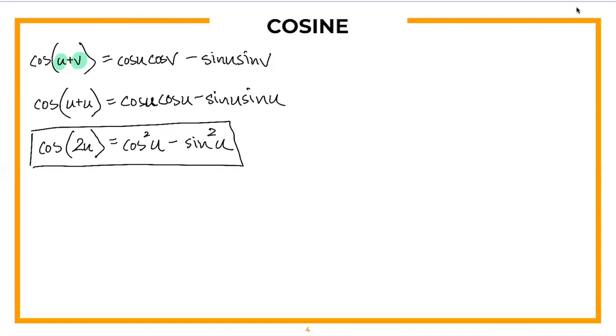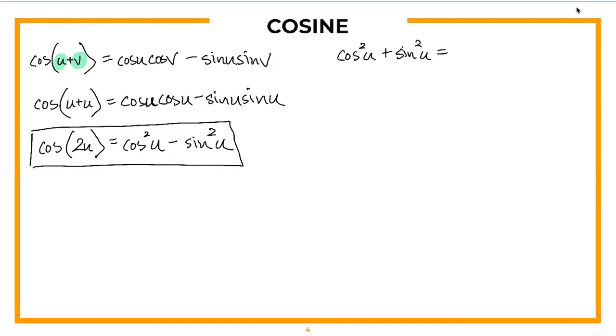Now, some of you might be looking at this saying, well, gosh, this kind of looks like the Pythagorean identity, right? The Pythagorean identity we said was cosine squared plus sine squared. And what did that equal?